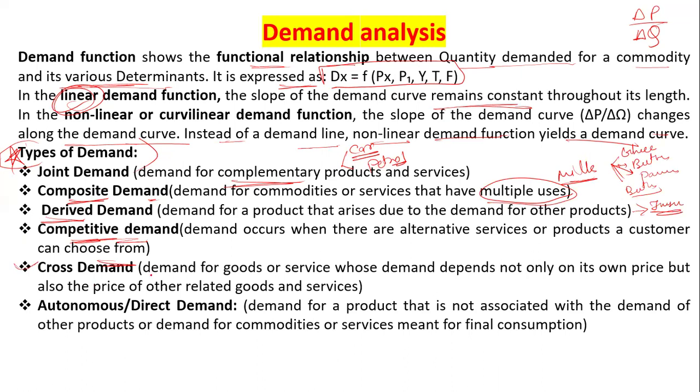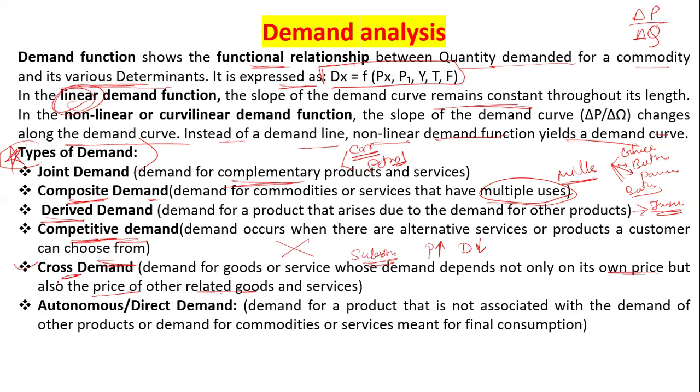Then cross demand is the demand for goods or services whose demand depends not only on its own price but also on the price of other related services. Cross demand involves substitute goods. If the price of one substitute increases, the demand for the other substitute goods decreases. You can see the cross demand. We will discuss all these things in depth.